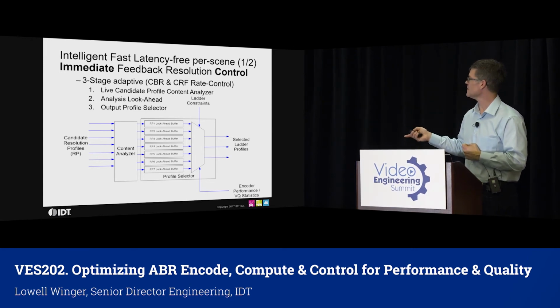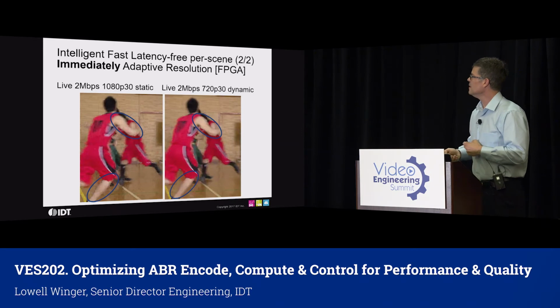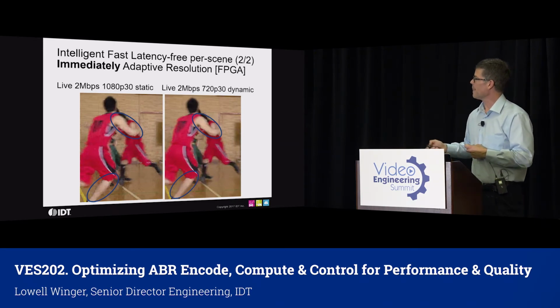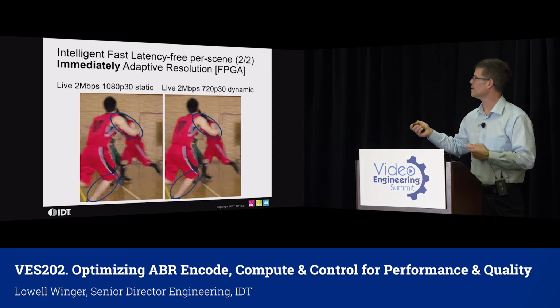Okay, so that's it, and it runs live. Here's just an example on the FPGA product of a 2 megabit live stream. If you keep with the static output of the ladder and just use 1080p30 at that bit rate, you can see on the left the quality that you'll get.